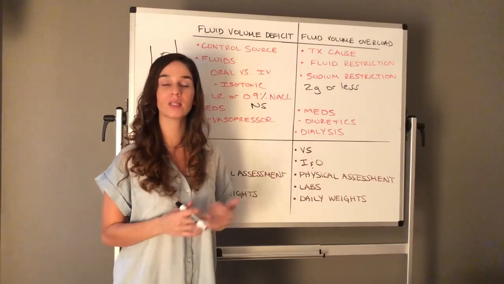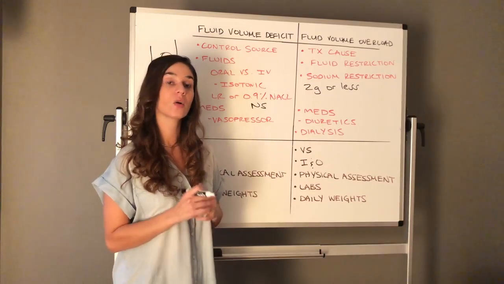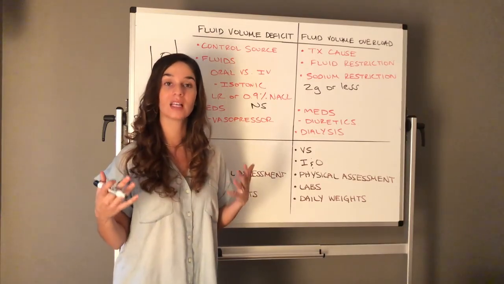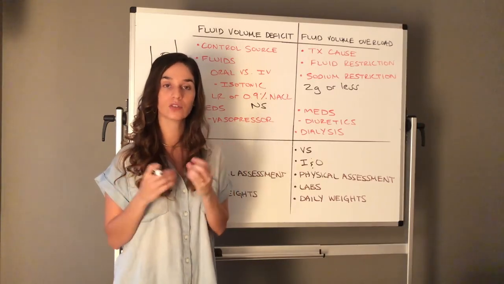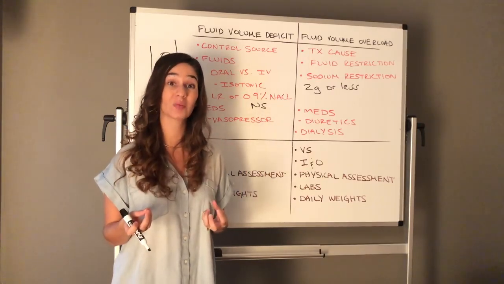So a sodium restricted diet, and we have meds as well that can relieve fluid from our body. The most common that we think about are diuretics. So if somebody is in fluid volume overload, think about it. If somebody had crackles in their lungs, wouldn't we need to try to get the fluid off of them as quick as possible?